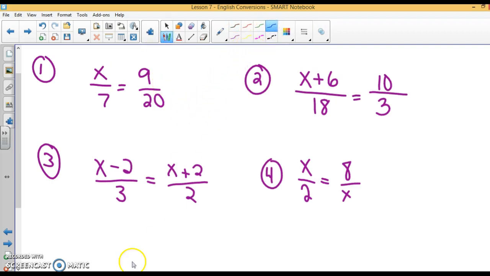Solving a proportion, you cross multiply. So when I solve this, 20 times x is 20x equals 7 times 9 is 63. Divide both sides by 20, and I get x is 3.15.